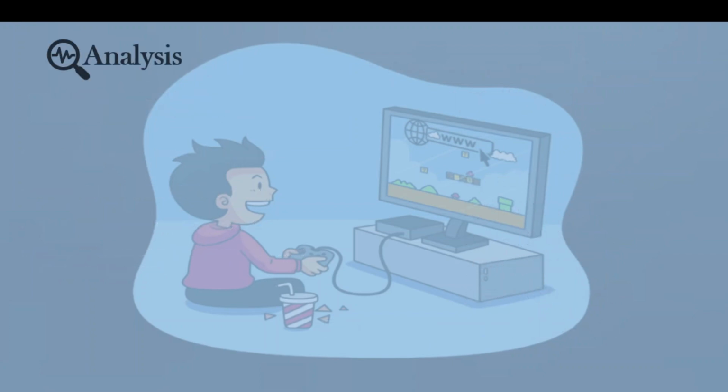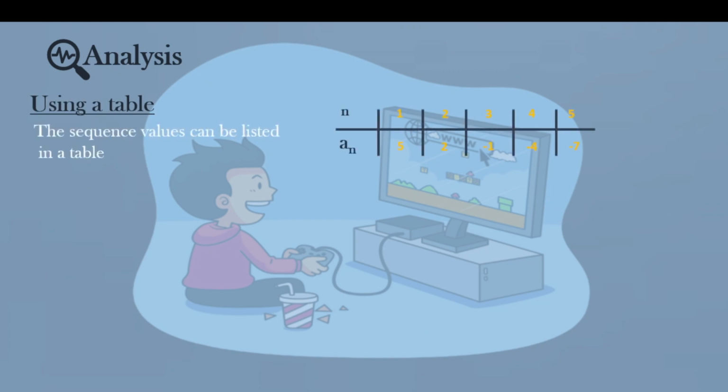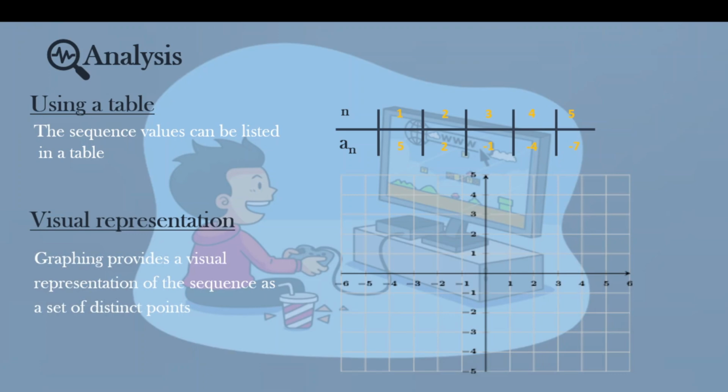Lastly, we want to analyze our sequence. The sequence values can be listed in tables, which is a convenient way to input a function into a graphing utility, and we can see that this sequence represents a linear function. Hence, it provides a visual representation of a sequence as a set of distinct points, which can be represented as given.